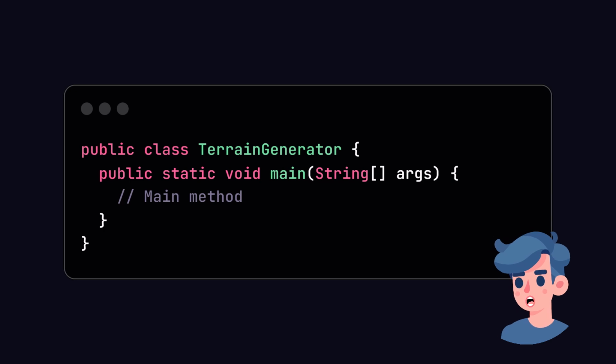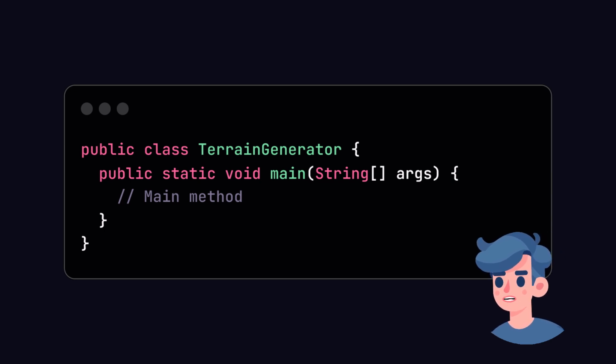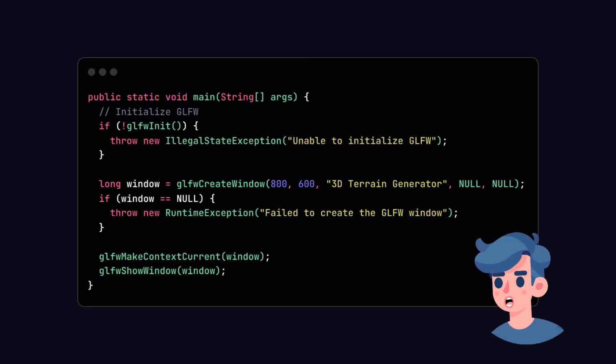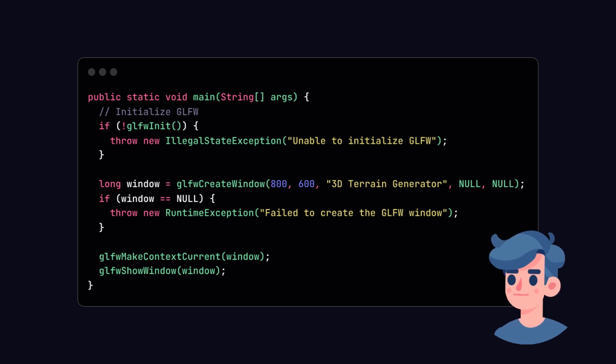First, we'll create our main class. Create a class named TerrainGenerator. Inside the main method, let's initialize OpenGL and create a window where our terrain will be displayed. We'll use the GLFW library for window management.